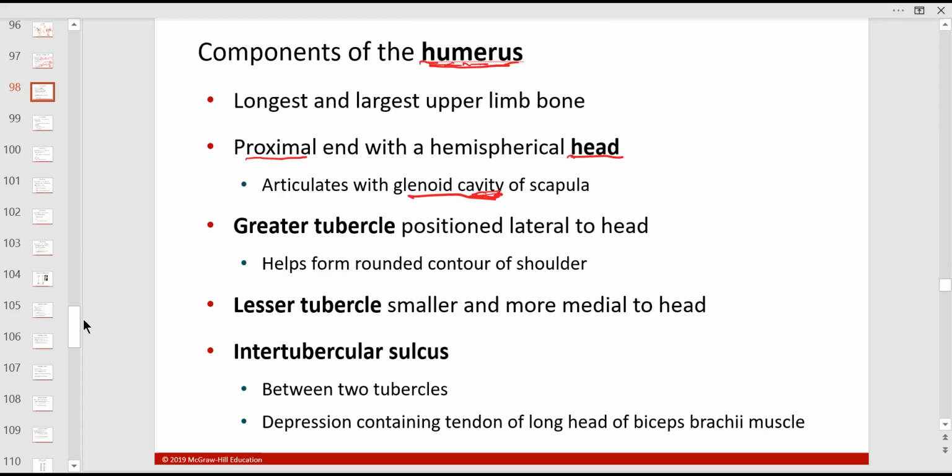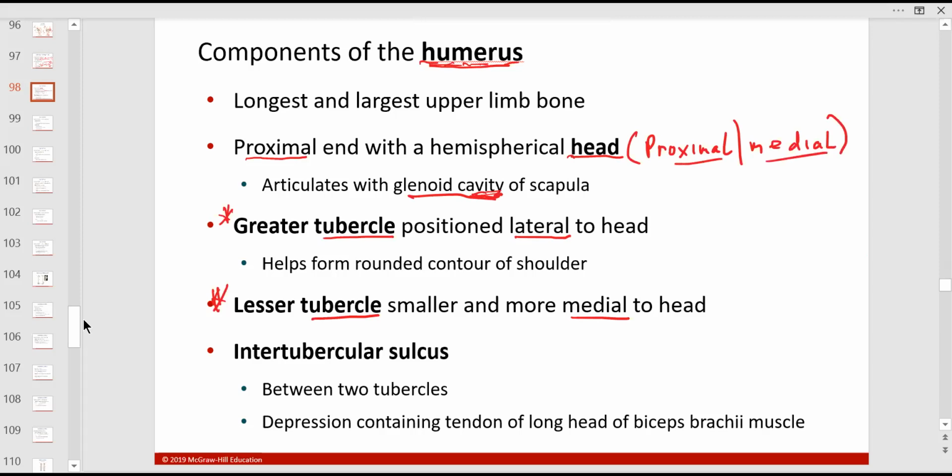Now here's a couple of the markings. In the humerus, you're going to hear a term called tubercle. And there's a greater tubercle and a lesser tubercle. And the greater is more lateral. And the lesser tubercle is smaller, and it's more medial towards the head of the humerus. So the head, you should know, is more proximal or medial. Of course it is, because it's articulating with the scapula, which is medial to the humerus. So get those directional terms down.